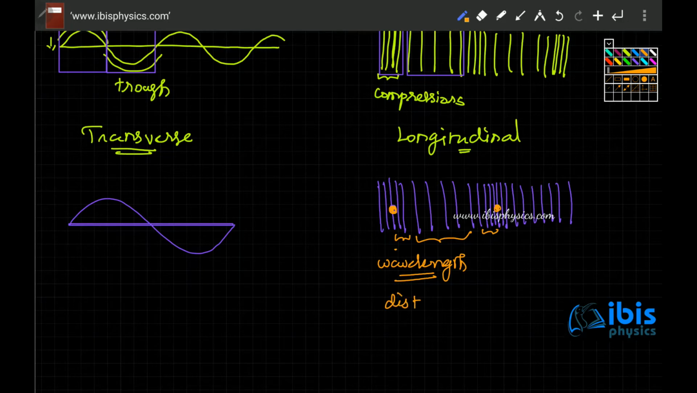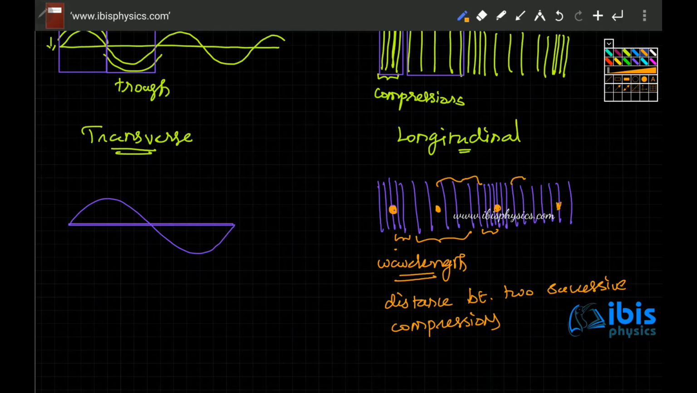So wavelength is the distance between two successive compressions, or the distance between two successive rarefactions, from this rarefaction to this rarefaction, because there is half rarefaction here, half rarefaction here, and one compression. So half plus half is one rarefaction. One compression plus one rarefaction is a wave. So the distance between two successive compressions or two successive rarefactions is equal to wavelength. But when it comes to transverse wave, it is one crest plus one trough.